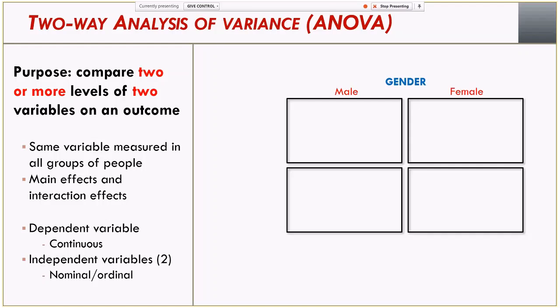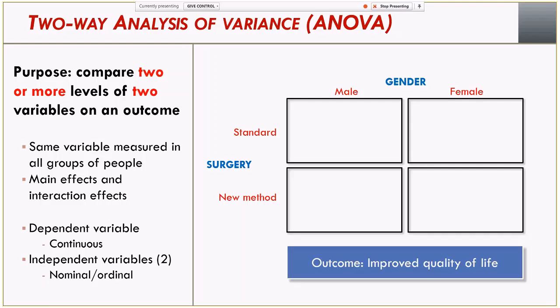So in this example, let's say we have gender, males and females. That is one grouping variable with two levels. So males and females, those are two levels of this variable. And then we have, let's say, surgery, standard method versus a new method. Second variable with two levels. And let's say our outcome is improved quality of life. These are people with a lot of pain, and they undergo this surgery, the standard method and the new method, and then we measure quality of life over maybe a 1 month follow-up.